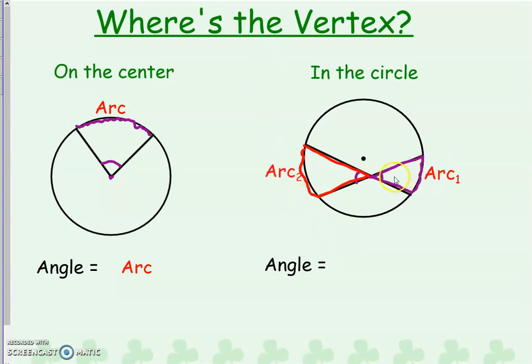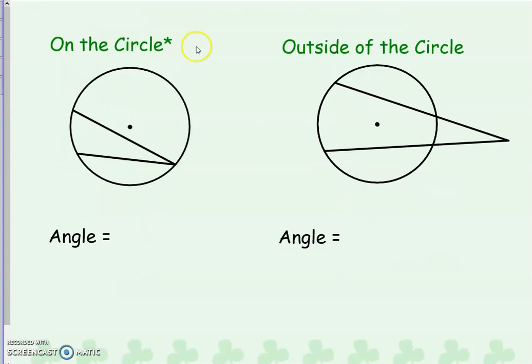So in this scenario, we have two arcs. We have the obvious arc, and then we have the vertical counterpart or the back door arc. And when that happens, we average those two arcs. We say the angle is half the sum of the arcs. So if this arc was 40 degrees and this arc was 60 degrees, either of these angles would be one half their sum, or 50 degrees. Let's take a look at the other two scenarios.